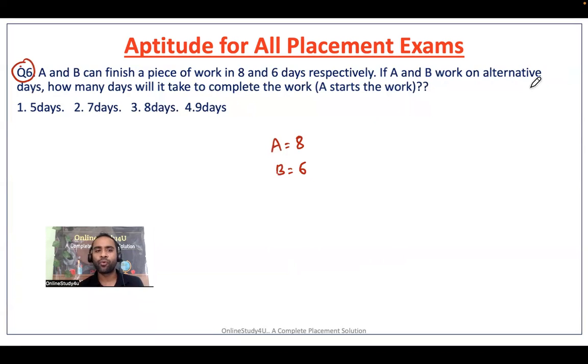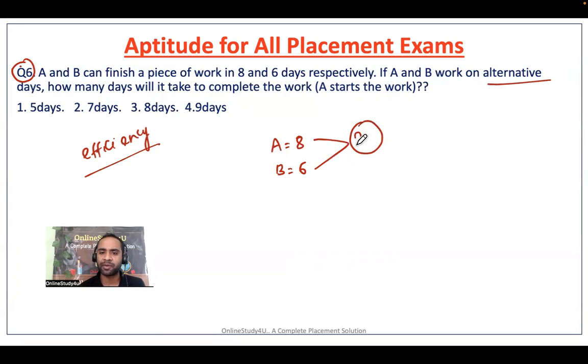If A and B work on alternative days, this alternative days problem is a little tricky, but you will be able to do it, because efficiency is very, very important in any problem. If A and B can finish a work in 8 days and 6 days respectively, first we will take the LCM, or assume a number which is divisible by both. In my mind it is coming 24, because 24 is divisible by 8, 3 times, and 24 by 6, 4 times. This is my efficiency.